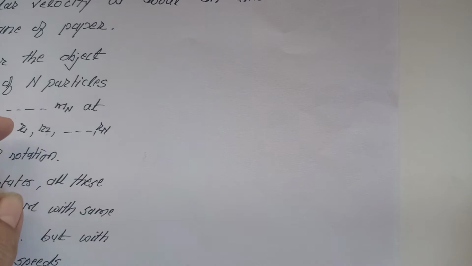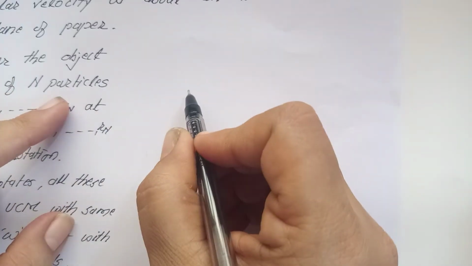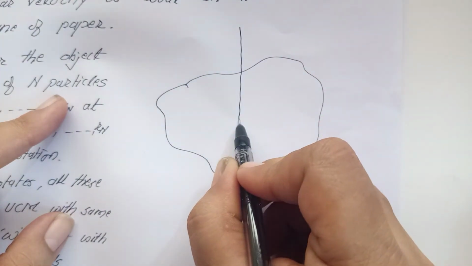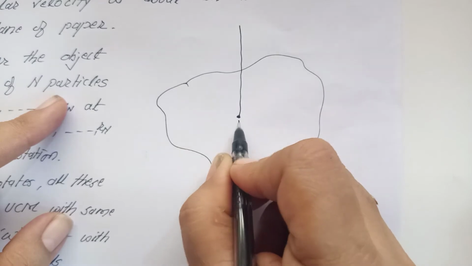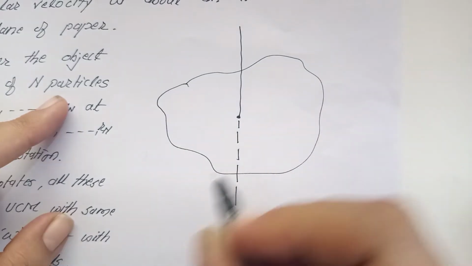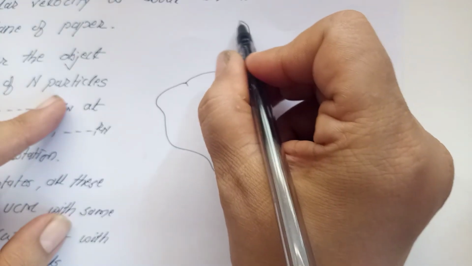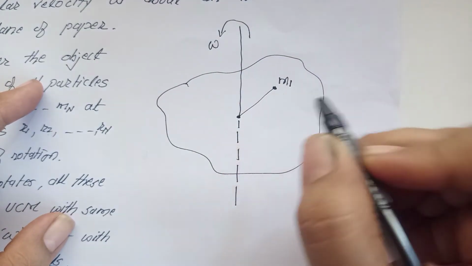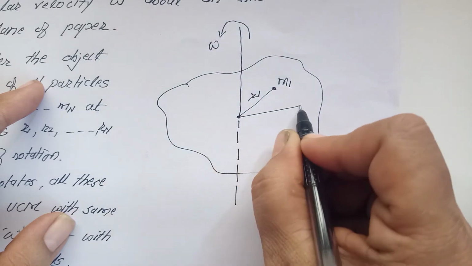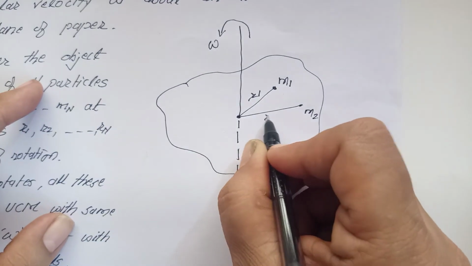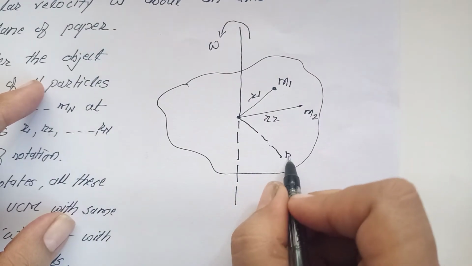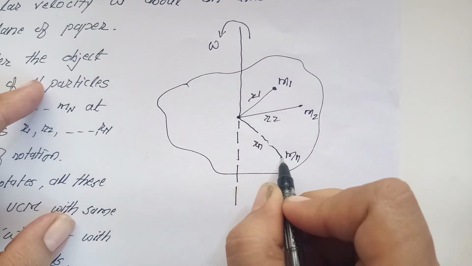How can we draw the diagram? Consider a rigid body. You can draw the rigid body of any shape. The body is rotating about an axis passing through some point, and the axis is perpendicular to the plane of the paper, here in the anti-clockwise sense with constant angular velocity omega. We can consider different particles. Suppose the particle m1 at a distance r1. Suppose the particle m2 at a distance r2. Similarly, the last particle we can consider is mn, situated at a distance rn.